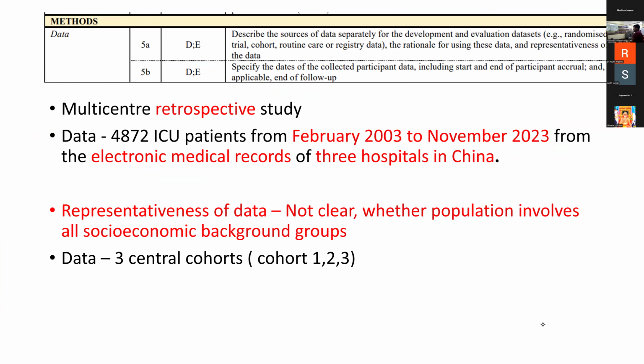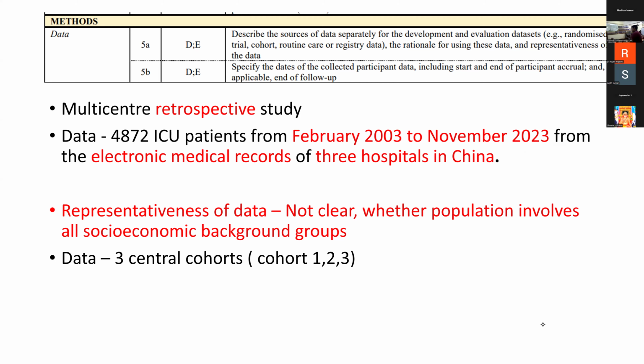Now, the fifth question is: describe the sources of data separately for development and evaluation sets. So they had taken three cohorts from multiple centers in China, and it was done as a multi-center retrospective study. The data involved 4,872 ICU patients. And they've also mentioned the time period in which they took these patients: from 2003 to 2023, a period of 20 years. And it is from the electronic medical records of 3 hospitals in China.